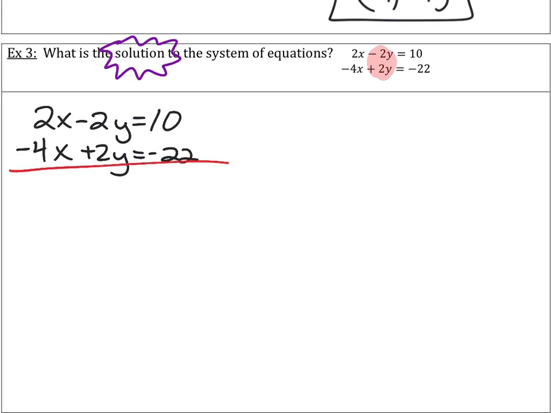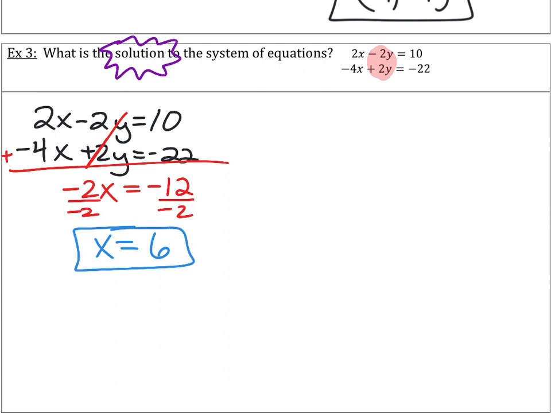And I'm going to add these two things together. Now, the x's do not cancel in this example. The y's are going to cancel because they're the ones that are opposites. I would get negative 2x when I add 2x and negative 4x. And I would get negative 12 when I add together the constants. Divide by negative 2, divide by negative 2. Okay, great. I know that x is equal to 6. That's half of my answer.